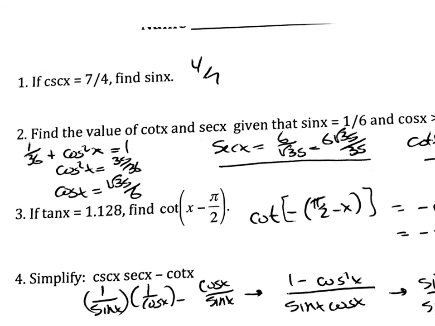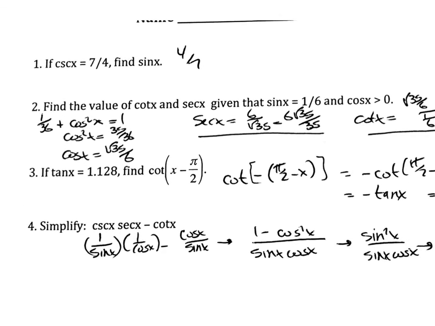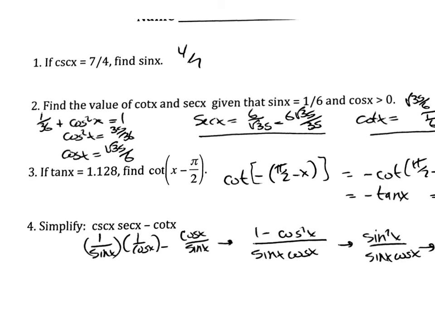Number two says find the value of cotangent and secant if you know what sine is. So what I did on that one is I did sine squared plus cosine squared is 1. You have to use what they give you. They gave me sine, so I had to use it. 1/36 came because sine squared plus cosine squared is 1. I moved the 1/36 over. That gave me 35/36. I took the square root.